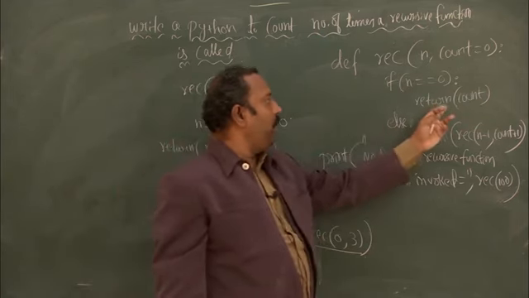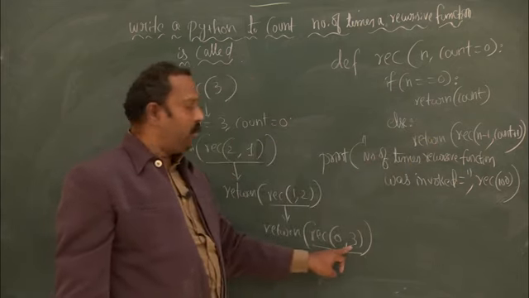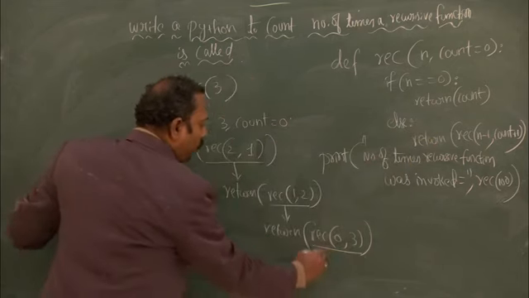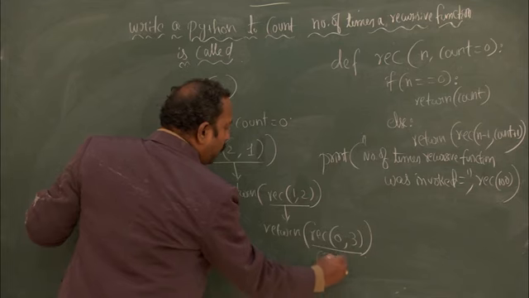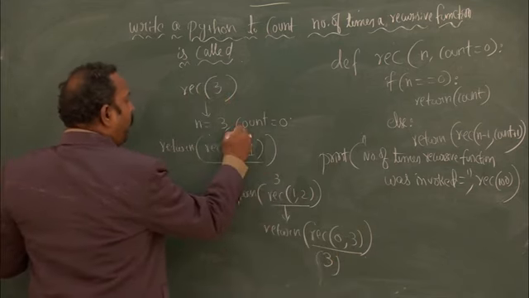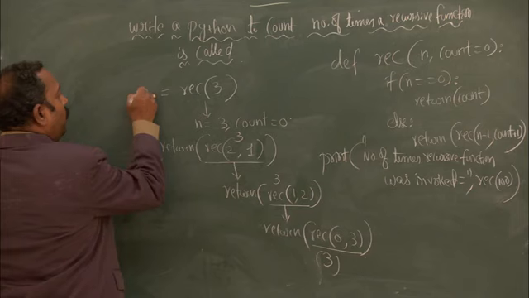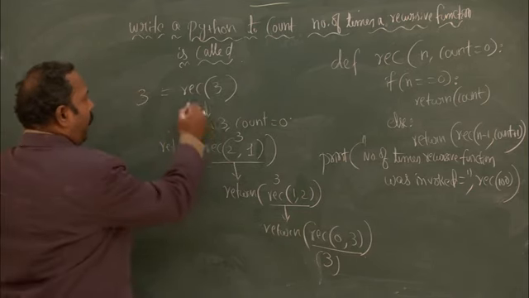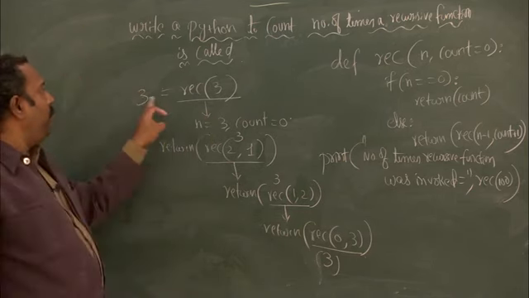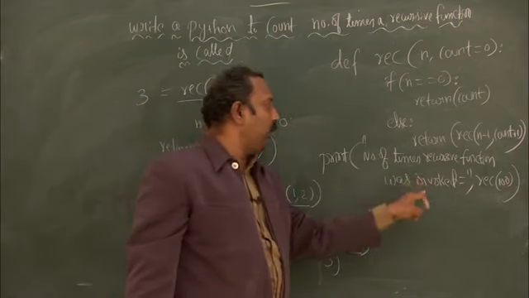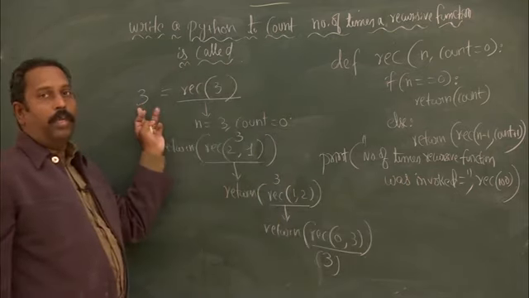So n equal to 0, return count. So n is here 0, that's why it returns value 3. So 3 will be returned here, that will be returned here, that will be returned here. So what is the output? REC of 3 means what is the output we got here? 3. So the number of times the recursive function is invoked, you got the output 3.